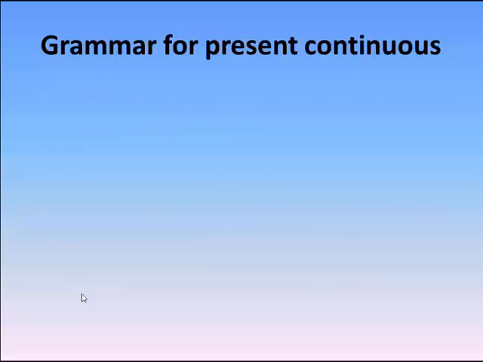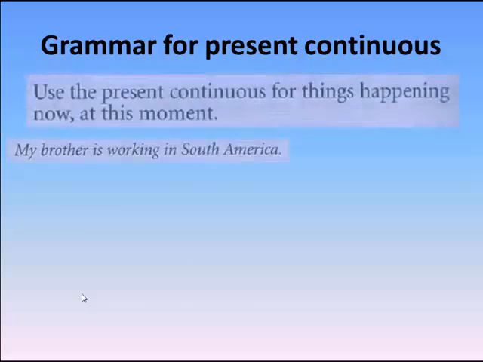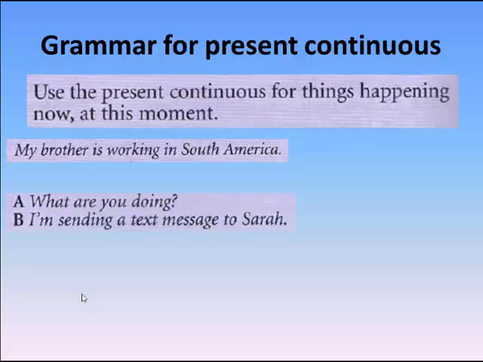Let's see if we can explain this a little more in detail. We have the grammar for present continuous, and the grammar chart says that we use the present continuous for things happening now, at this moment. My brother is working in South America, at this moment. Not always, at this moment. What are you doing? I'm sending a text message to Sarah. What are you doing at this moment? Not what do you do? What is your profession? No. What are you doing right now?